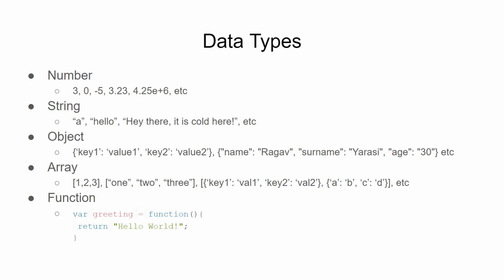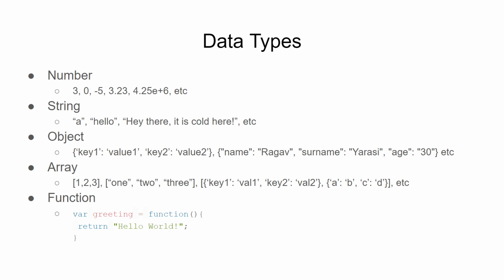So the first data type that we're going to look at is number. Numbers can be whole numbers, zero, negative integers, decimal point numbers, or exponential numbers. All of these come under the same data type, which is number. And string includes text. So it can be a single letter or word or collection of words, sentences, paragraphs. All of these come under strings.